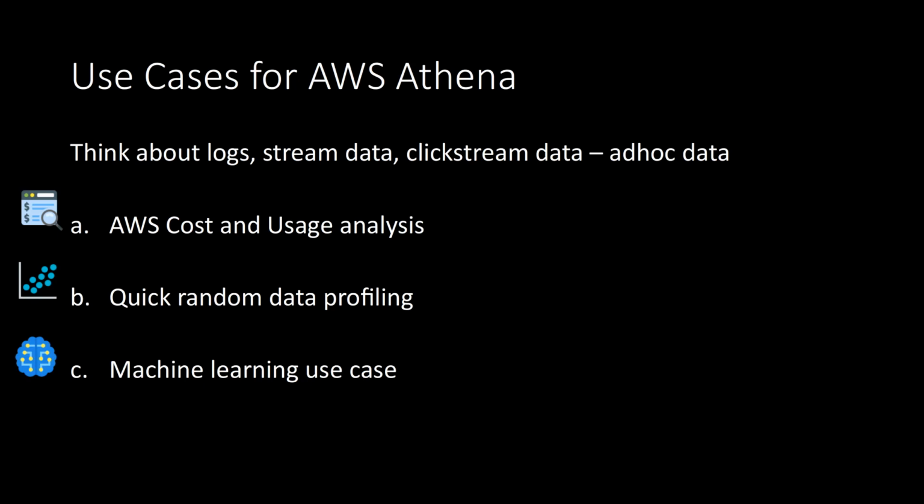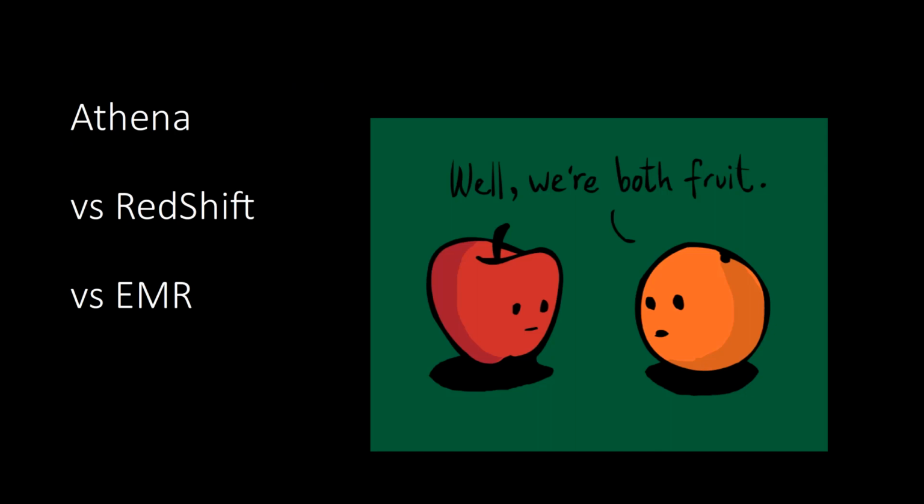Let's talk about how it is different from some of the other components like EMR and Redshift. Now we need to understand that this is not an apples to apples comparison. Some customers only have Redshift, some have Redshift, EMR, and Athena. It all depends on the analytics requirement and understanding of why Amazon made these services. Let's try to explain that using an architectural example.